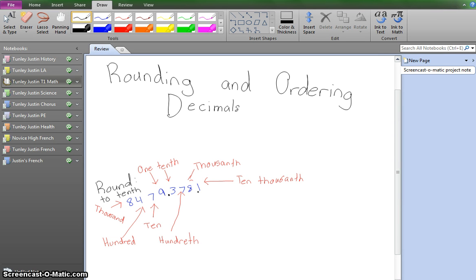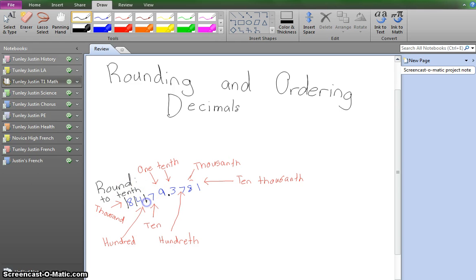So how are we going to round this number to the nearest tenth? What is a tenth? It's a place value. A place value is a value of a certain place in the number. Each number is in a place value. I already have them written out here. This 8 right here is in the thousands place.